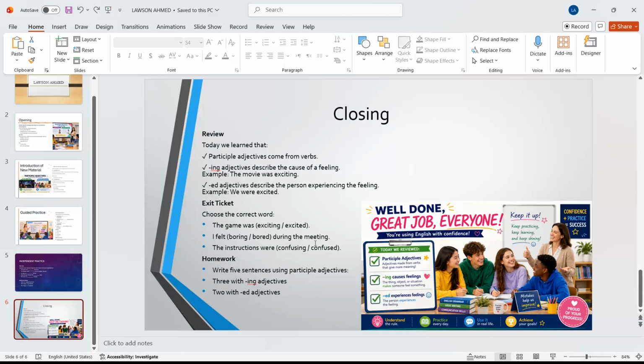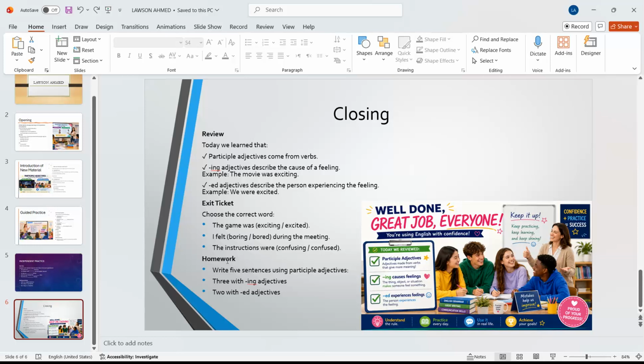All right. This is an exit ticket. So let's see. Choose the correct word. The game was, in brackets, exciting or excited. So the game was exciting. I felt bored during the meeting. And yes, it is. I felt bored during the meeting. The instructions were confused. And yes, the instructions were confusing because of the feeling.